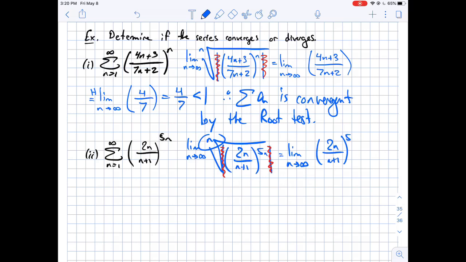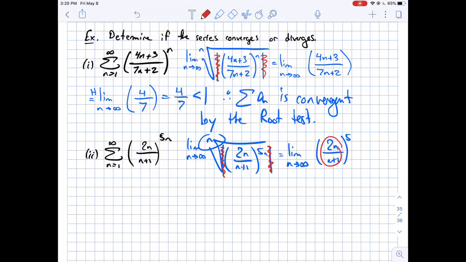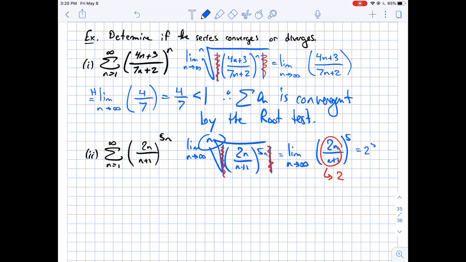Now as n goes to infinity, what's actually happening? We have 2n over n plus 1. As n goes to infinity, that's going to go to 2. You could use L'Hopital's rule, or you could use our shortcut. So this whole thing is just going to give us 2 to the power of 5. We're using the root test here, so we care whether that limit is larger than 1 or less than 1. In this case, it's larger than 1, which means that our series is going to be divergent by the root test.